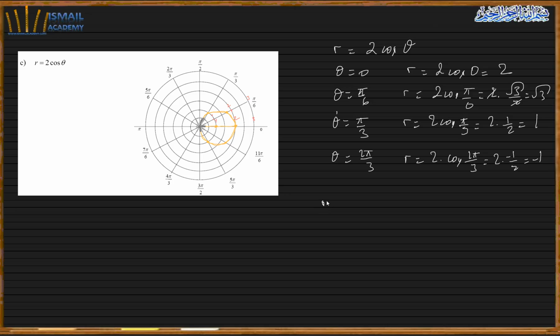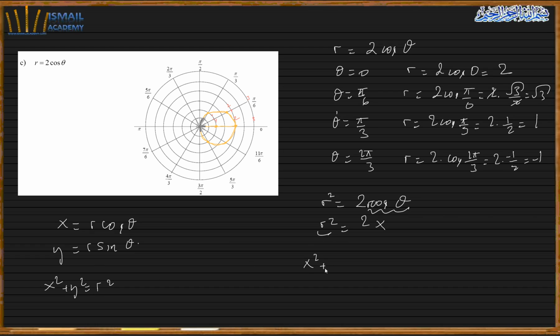I know that r is 2 cosine theta, and we know that x in fact is r cos theta, and y is r sine theta. So if I multiply both sides by r, it's going to be r squared equal to 2 r cos theta, and this is my x, because x is r cos theta. So r squared in fact is x squared plus y squared. I substitute this, so x squared plus y squared equals 2x.